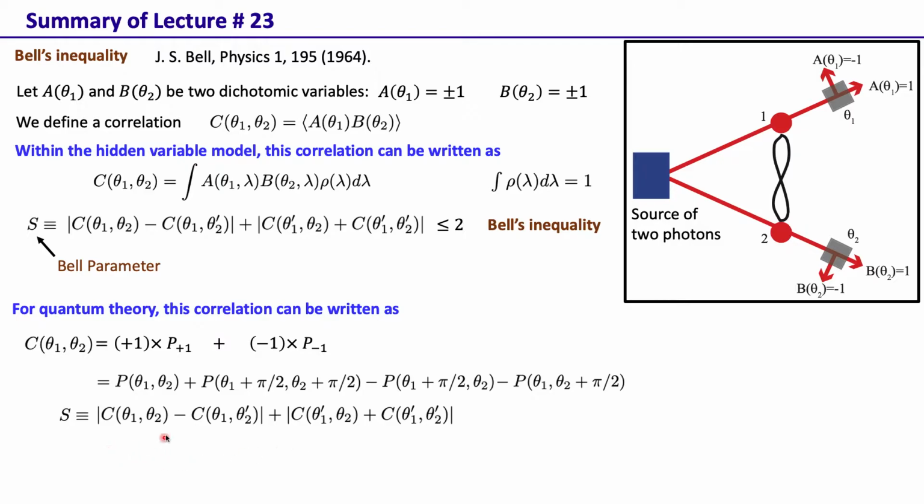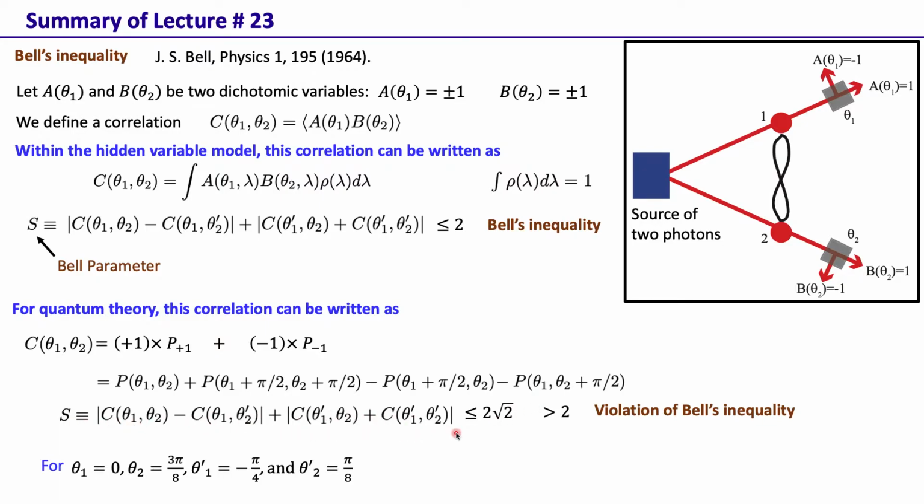So we then saw that for this kind of correlation function, the Bell parameter can be less than or equal to 2 root 2. This is of course greater than the 2 that is the limit for the hidden variable theories, and if an experiment shows that this value is greater than 2, then we say the Bell inequality has been violated.